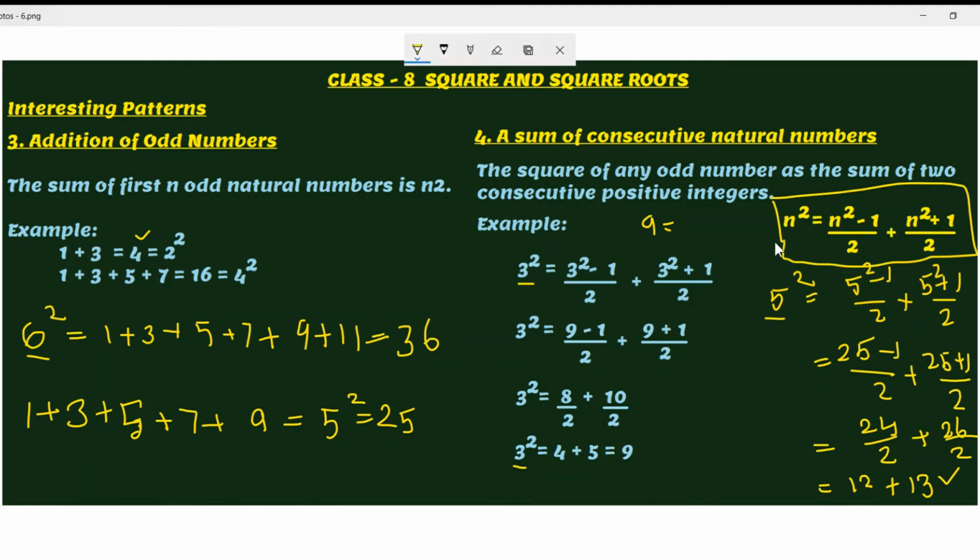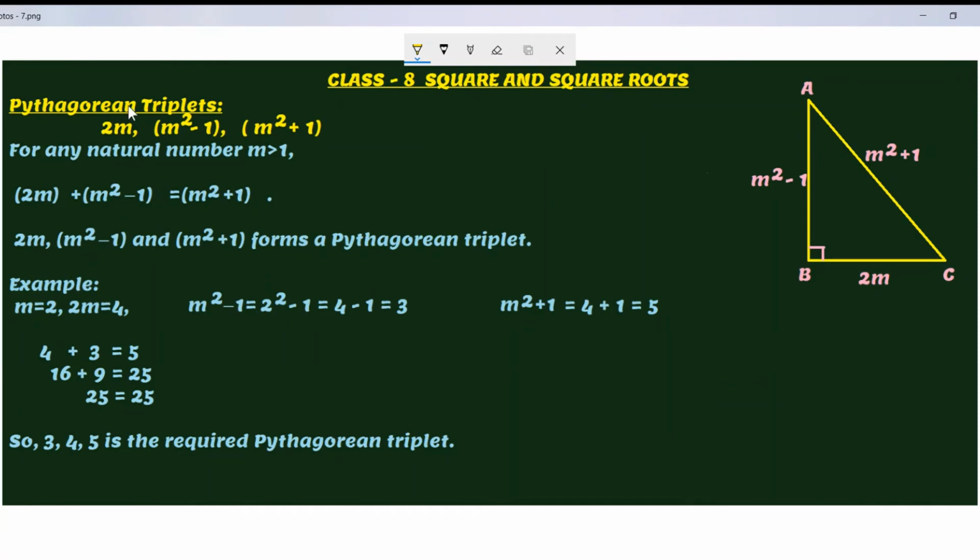Let's move on to the next page. Pythagorean triplet. You have studied the Pythagoras theorem in class 7. What is the Pythagoras theorem? We will use the right angled triangle in that theorem.